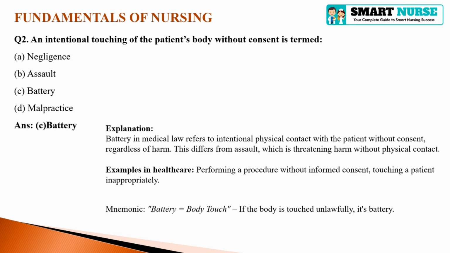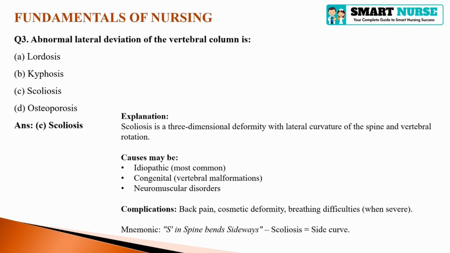And next question: abnormal lateral deviation of the vertebral column is. So the third question: abnormal lateral deviation of the vertebral column is lordosis, kyphosis, scoliosis, or osteoporosis. So what is lateral deviation of the vertebra?